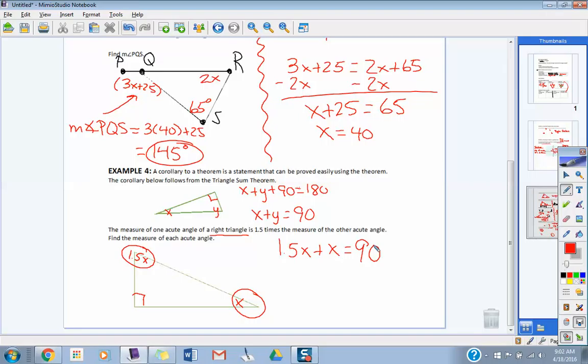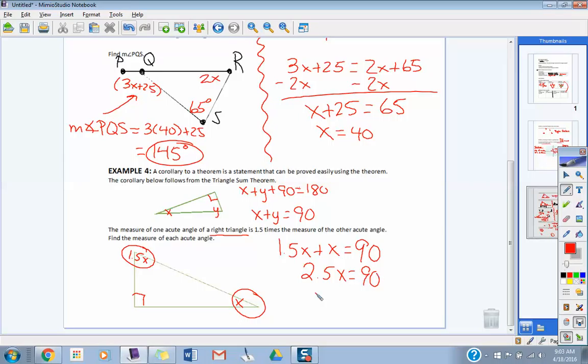What's 1.5x plus 1x? 2.5x. Help me with my math here, guys. 2.5x equals 90. Somebody do this for me. Take 90 and divide it by 2.5, please. Who's got that for me? 36. My x value is 36.